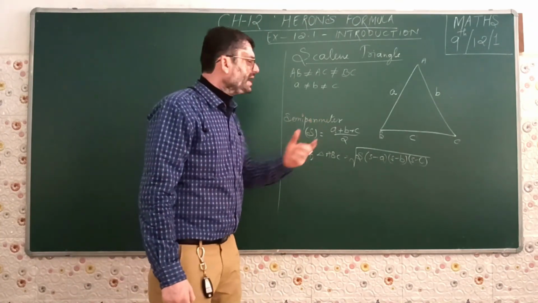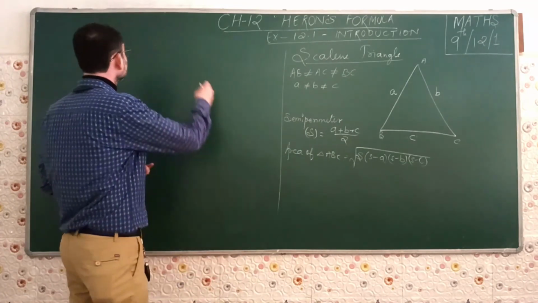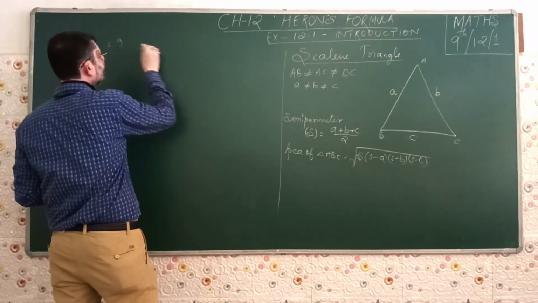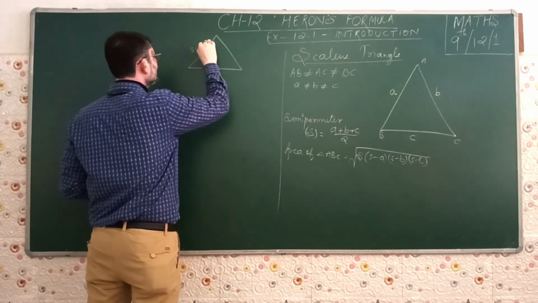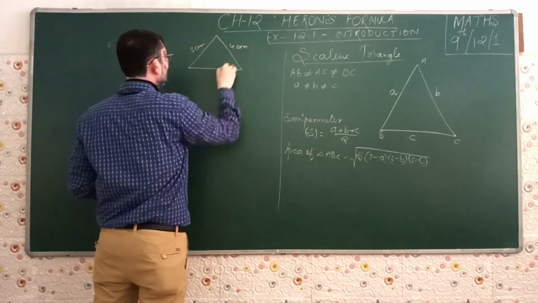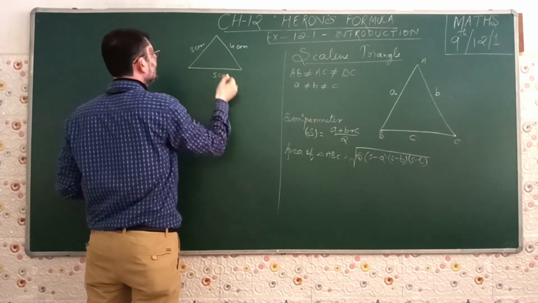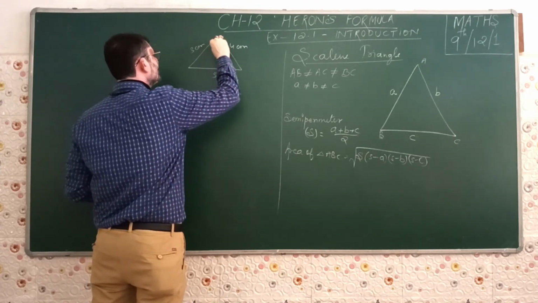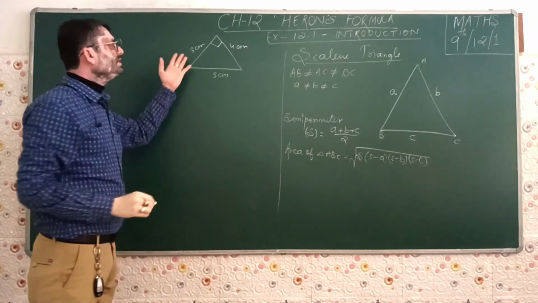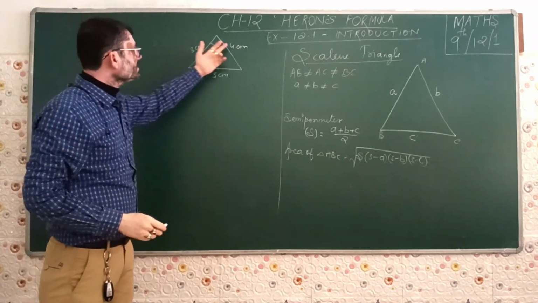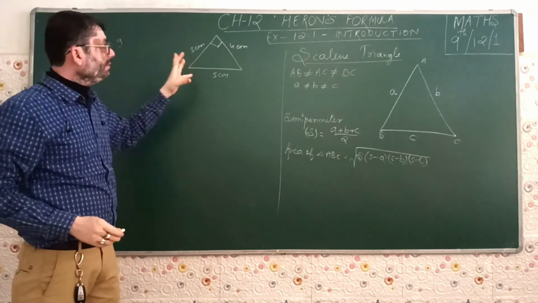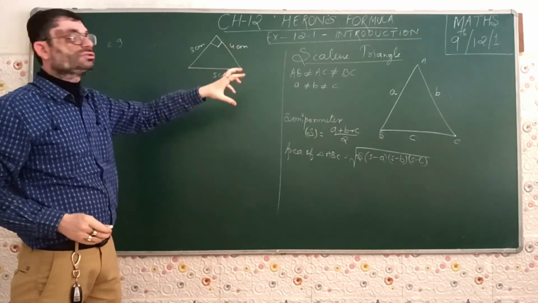Let us consider an example also with Heron's formula. Let us take a triangle with sides say 3 centimeter, 4 centimeter, and 5 centimeter. And this is a right angle triangle. If you see, 3, 4, and 5 are a Pythagorean triplet: this square plus this square equals this square. But we will be following the method of Heron's to find the area.